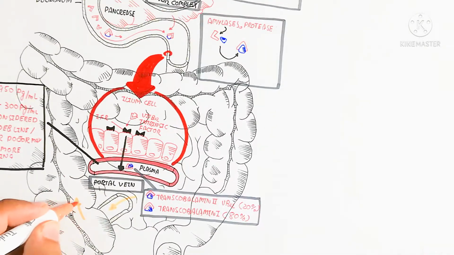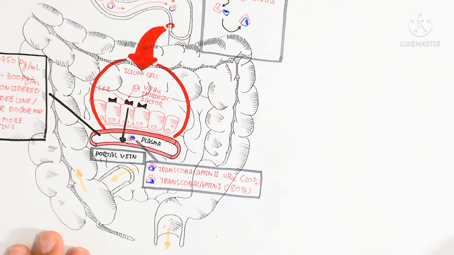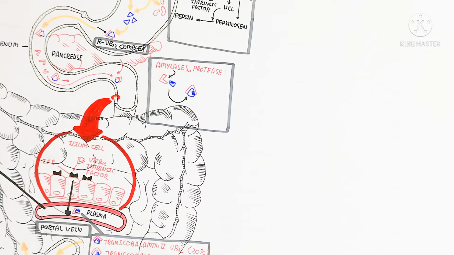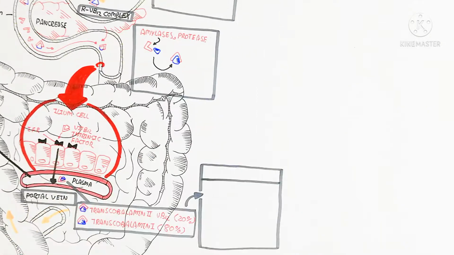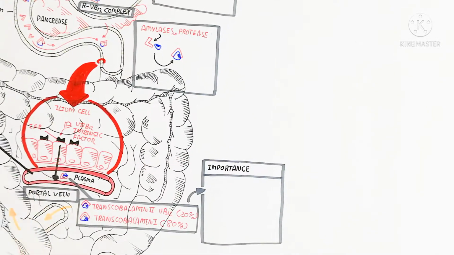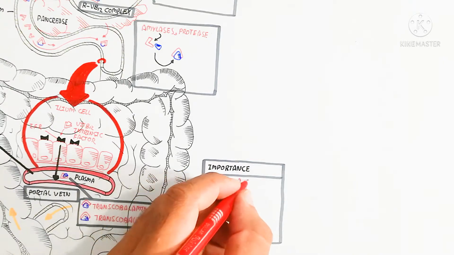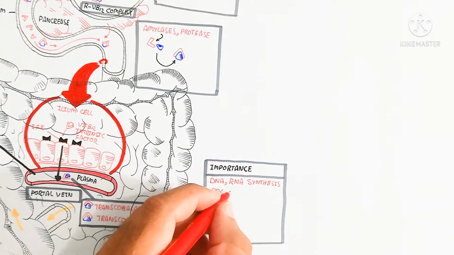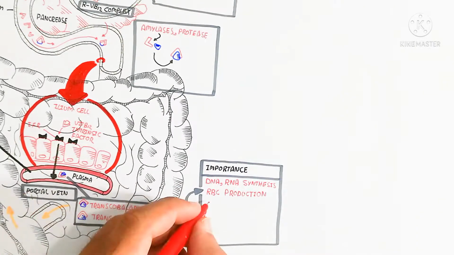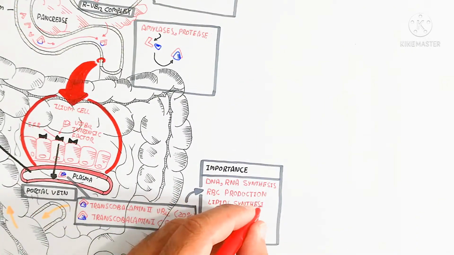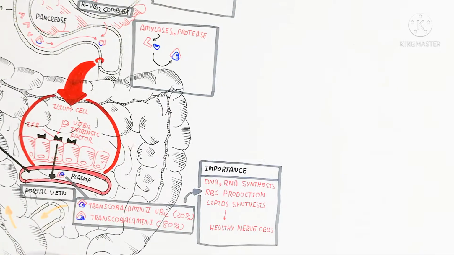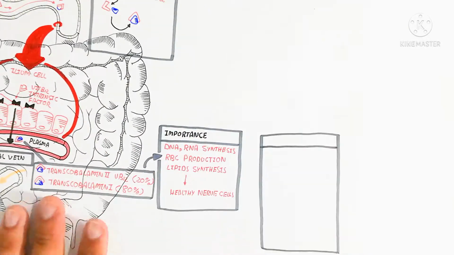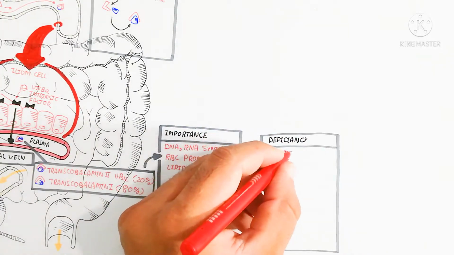When the portal vein accepts this vitamin B12, it is important for DNA and RNA synthesis, red blood cell production, and lipid synthesis. On the other hand, it is also used for lung and muscle health, as well as decreasing the homocysteine level. So it means DNA and RNA synthesis, red blood cell production, lipid synthesis, muscle strength, and creating healthy nerve cells. It means the nervous system is nourished by vitamin B12 for normal function.